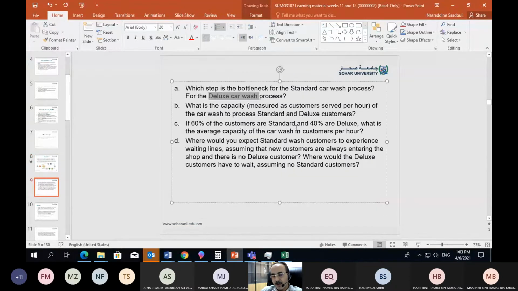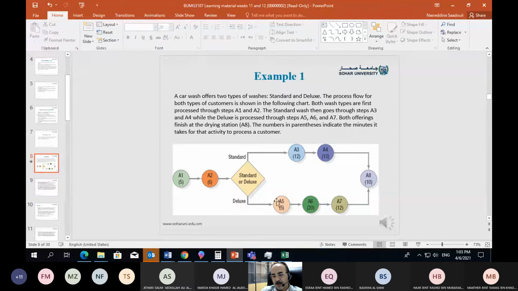For the deluxe car wash, if we look at the other path, A1, A2, A5, A6, A7, all the way to A8, the largest processing time occurs here in A6, which takes 20 minutes per car, per unit. The bottleneck is the one with the largest processing time.